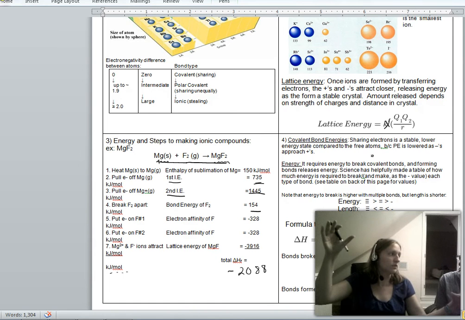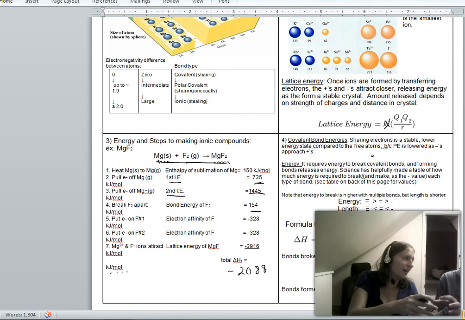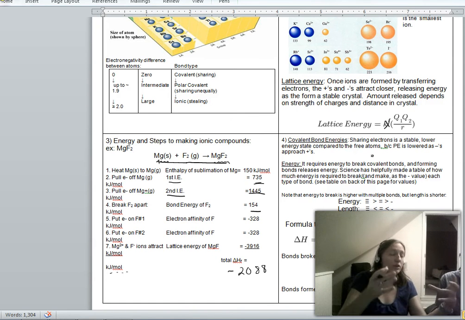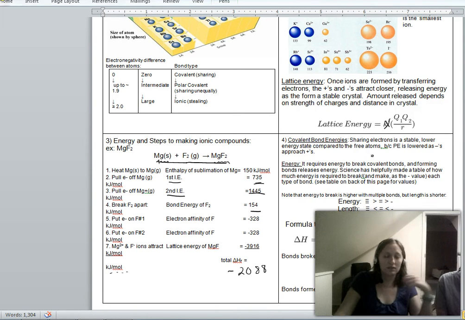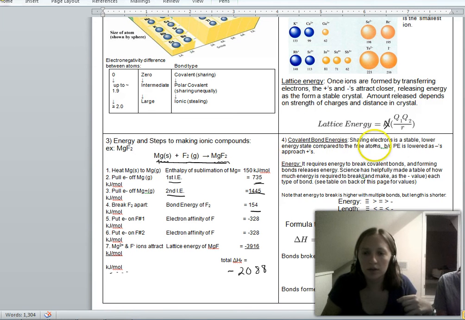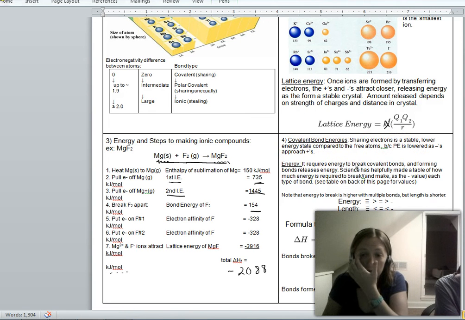Because they were in kind of a neurotic state, that energy goes out. If you're going to break that bond, you have to pull them apart and make them neurotic again. So you have to give them energy to break a bond. So that's an endothermic thing. It requires energy to break.